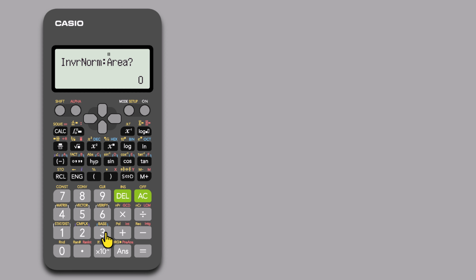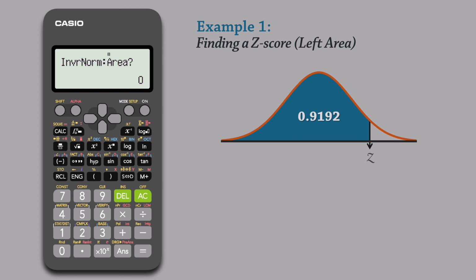The calculator will first ask you for the area. Suppose we want to find the z-score corresponding to the left tail area of 0.9192 here. For the area, enter 0.9192 and press equals. Since we're looking for a standard normal z-score, our standard deviation sigma is 1. Press equals. Our mean mu is 0. Press equals again. And the corresponding z-score is approximately 1.40.